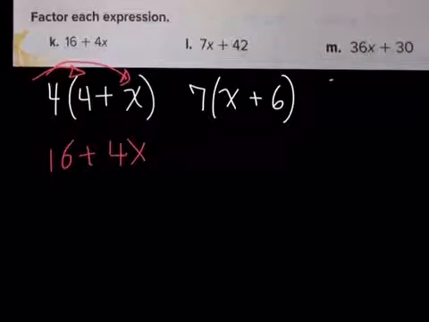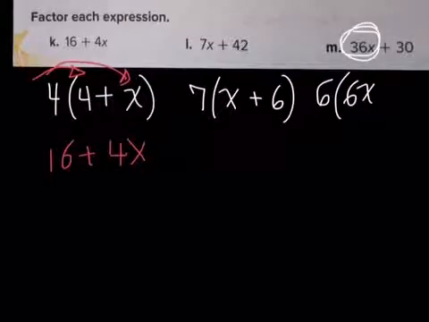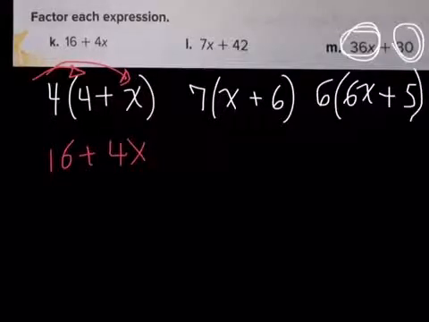Okay. And for m, I have 36 and 30. I know it's 6. 6 times 6x will give me 36x, right? Plus, what number will give me 30? 6 times 5. And there we have it.